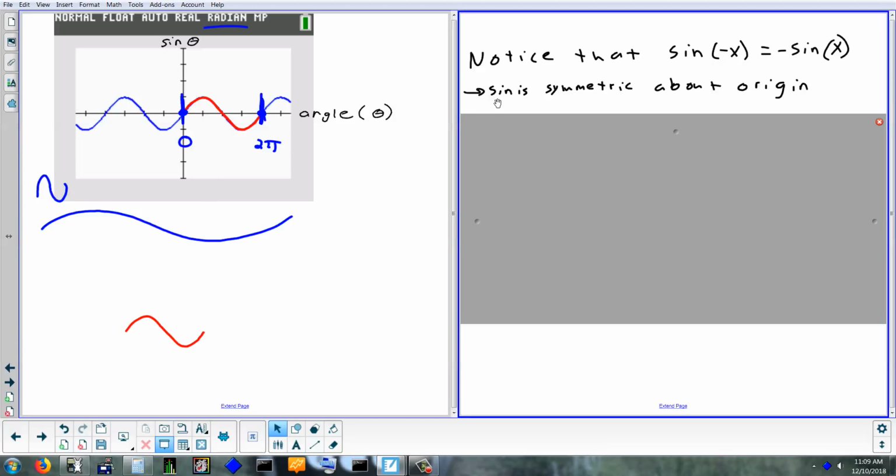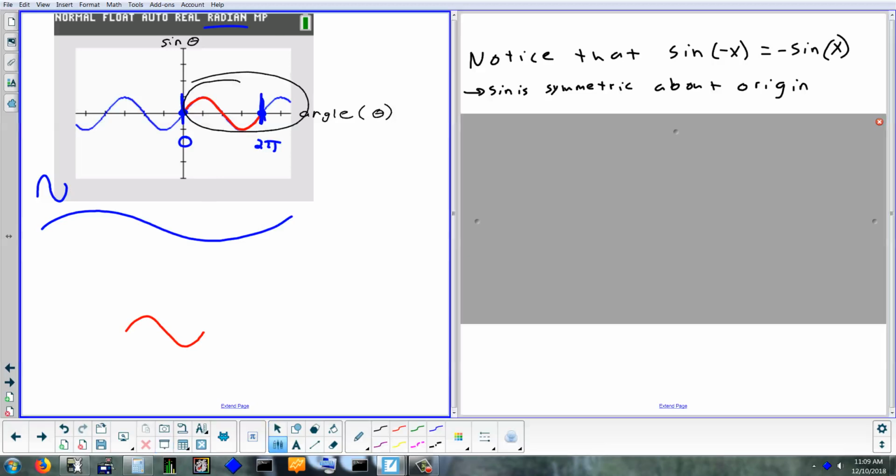Another way to think about that is, it's a little hard to explain, but if you took this piece right here and you broke it off and you rotated that piece that's circled 180 degrees, it would land exactly on top of the left-hand piece. So if you can do a 180-degree rotation with half of it, that means it's symmetric about the origin. This would land right here, this would land up here, that would land right there, and so on.